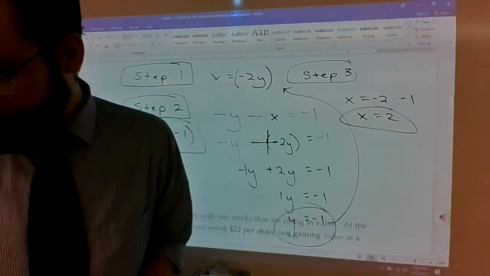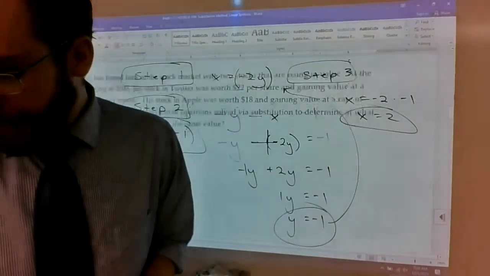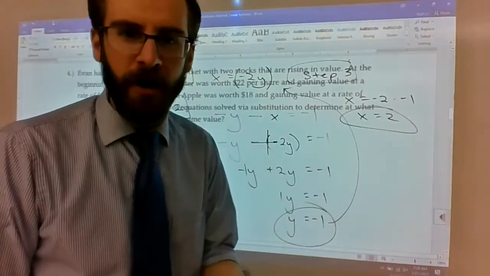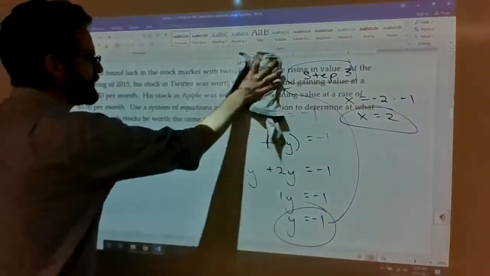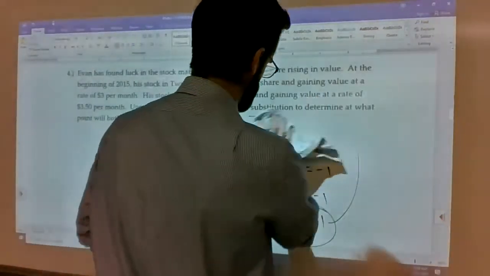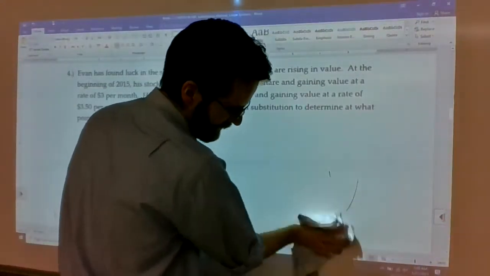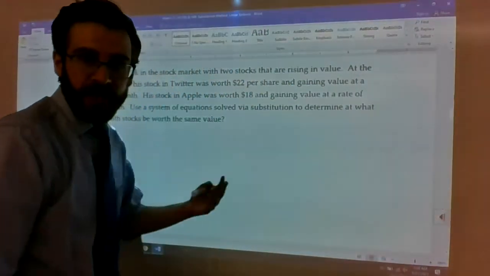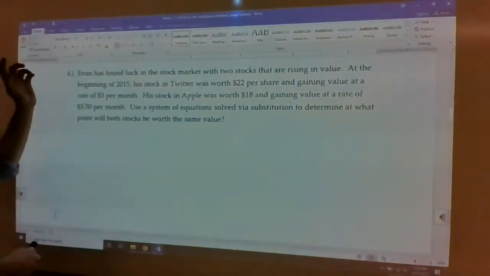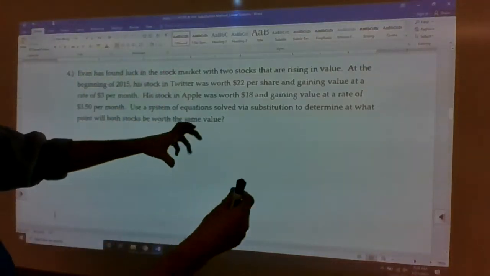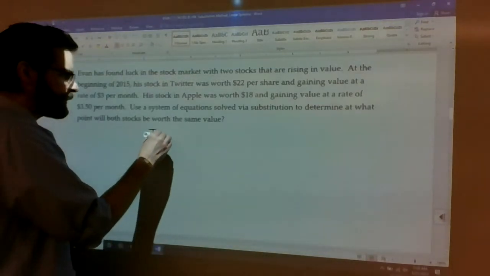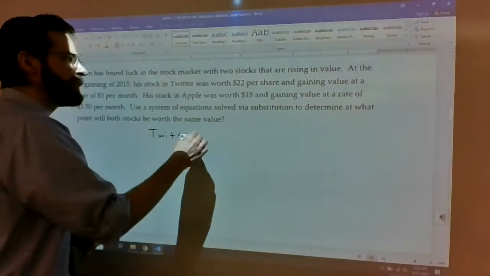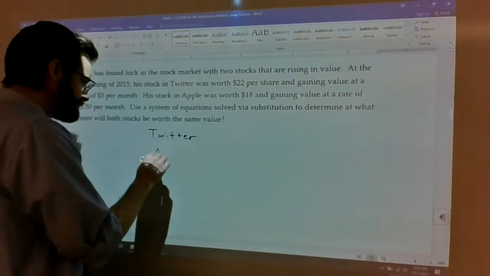All right, now, I wanted to check this out. This is a word problem I wrote a while ago, so if the dates are a little bit off, please forgive me. All right, so here's the situation. Evan has found luck in the stock market. He's got 2 stocks that are rising in value. One of the stocks is in Twitter. The other stock was in Apple.